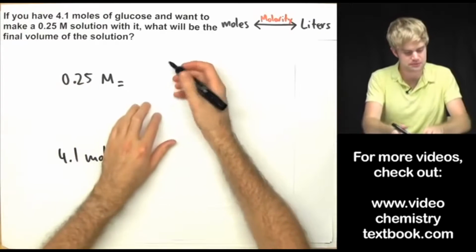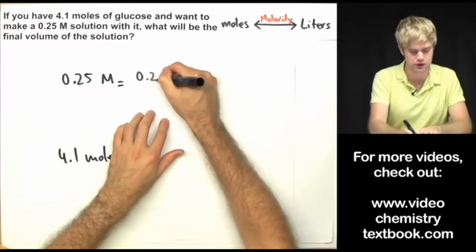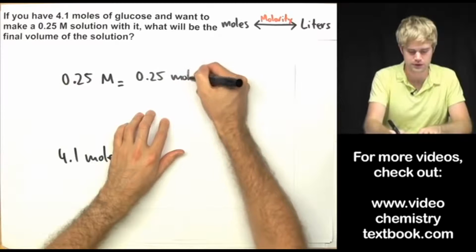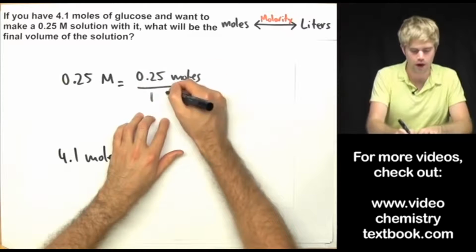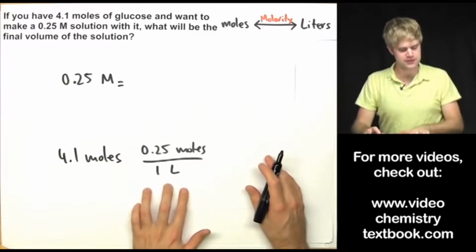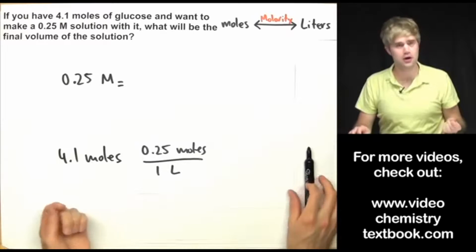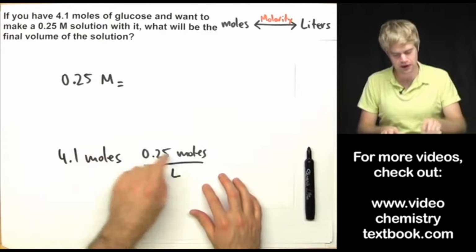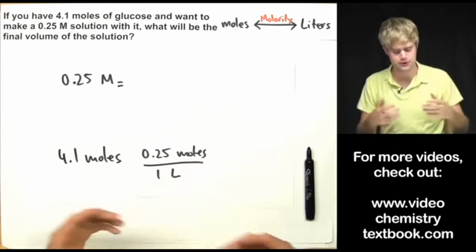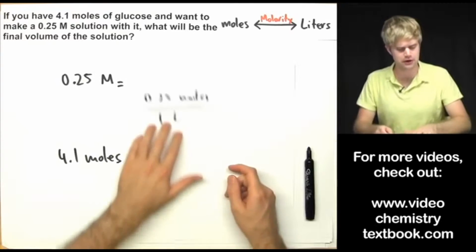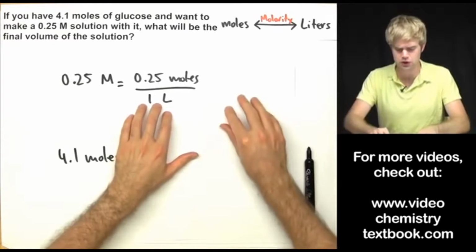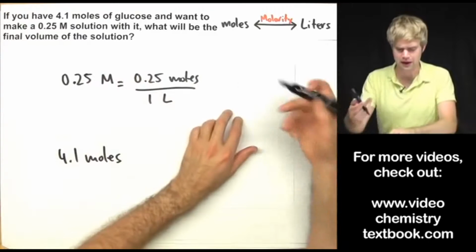So what this means is that there are 0.25 moles per 1 liter. Pull this down. Is this going to work as a conversion factor? No, it's not, because I have moles up here and also moles up here. So they're not going to cancel out, right? I need moles down here. So what I can do is take this conversion factor and flip it.